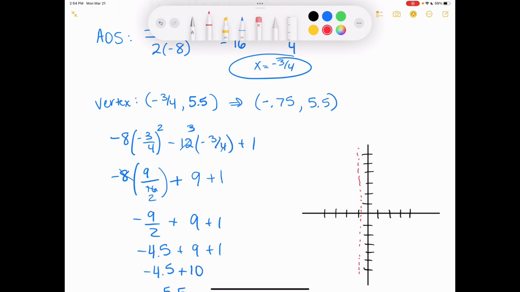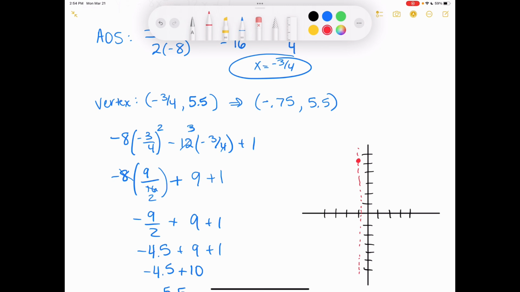Now, when I'm graphing, as long as you get it to look relatively accurate, that's fine. I'm not going to get my ruler out or a magnifying glass. It's an estimate, it's not perfect. If it needs to be perfect, you would use a calculator or some kind of graphing tool online. So my vertex is on the axis of symmetry up at 5.5.